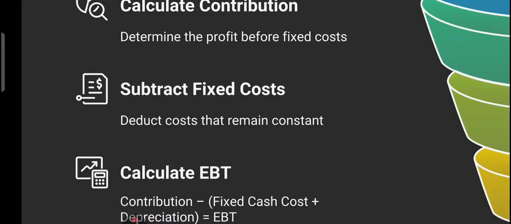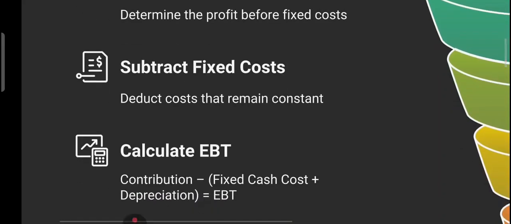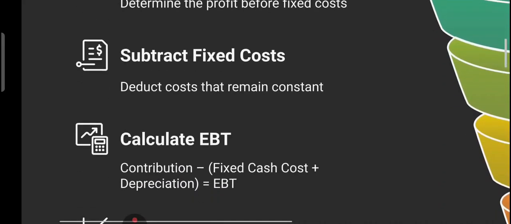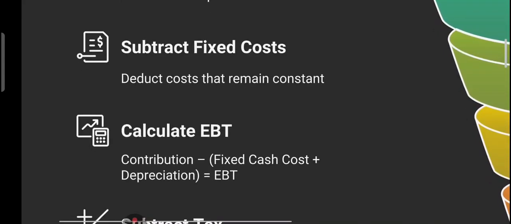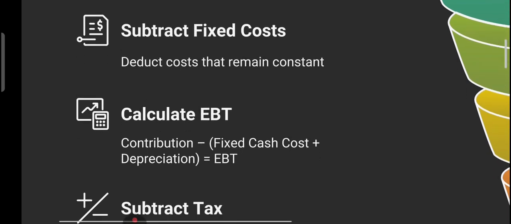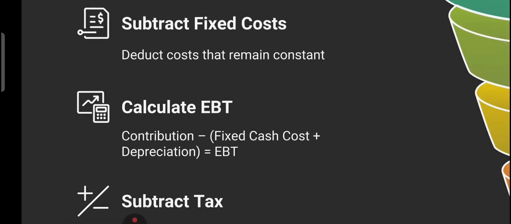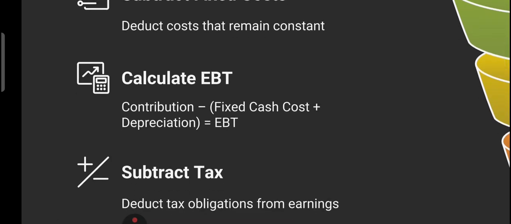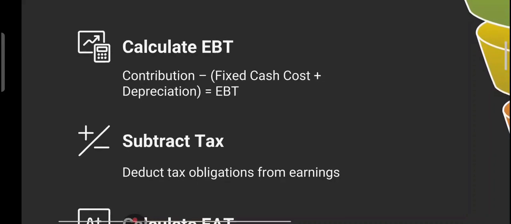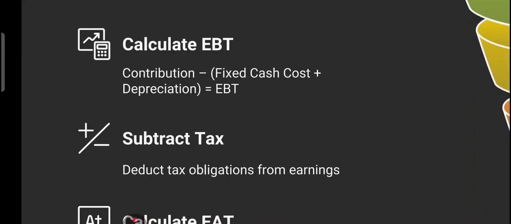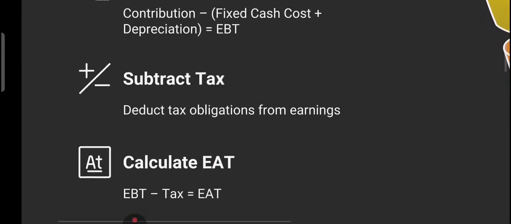What you will get is EBT, earning before tax. And one more thing that you have to subtract is the depreciation. So it is simply your contribution minus fixed cost and depreciation. Contribution minus fixed cost and depreciation will give you EBT, earning before tax. Now time to pay the tax. Subtract tax from EBT to get EAT. If you subtract tax from EBT you will get earning after tax.